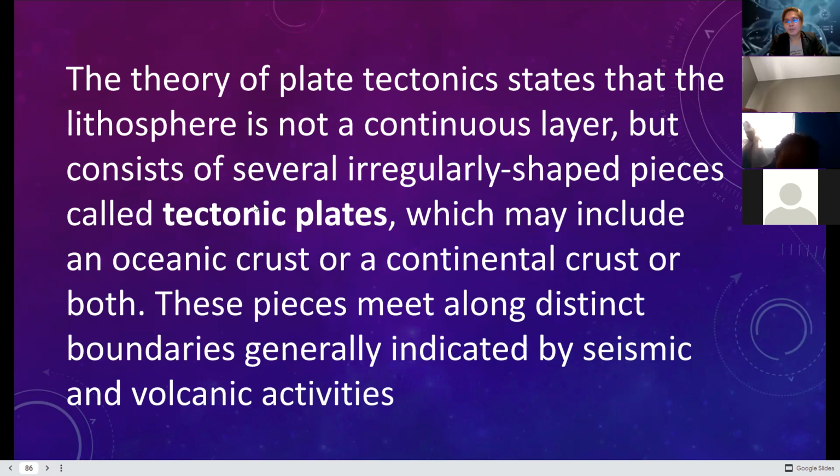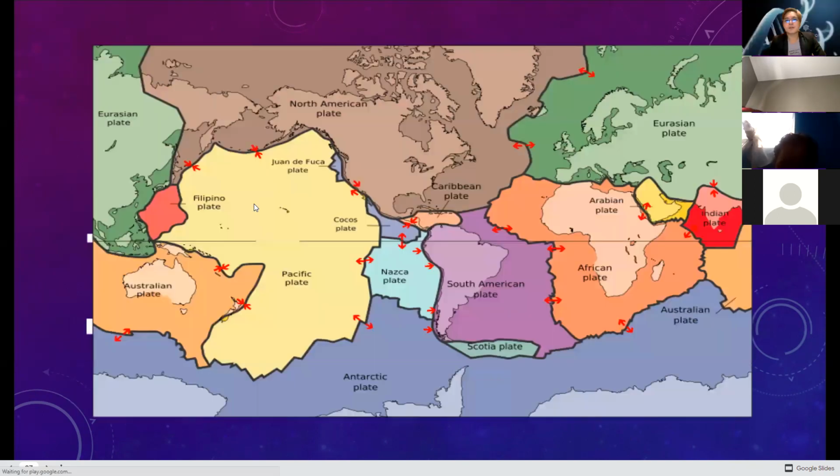Okay, again, pressure must be released. And how can you release the pressure in the asthenosphere? Is through volcanic activities. Okay, this is now the tectonic plates.